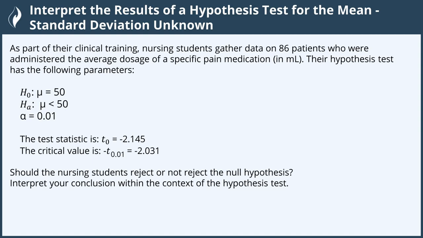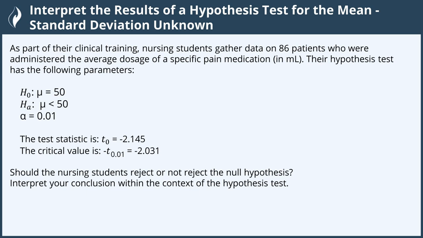Hi everyone. In this video, we will interpret the results of a hypothesis test for the mean with a standard deviation unknown. As part of their clinical training, nursing students gathered data on 86 patients who were administered the average dosage of a specific pain medication in milliliters. Their hypothesis test has the following parameters.